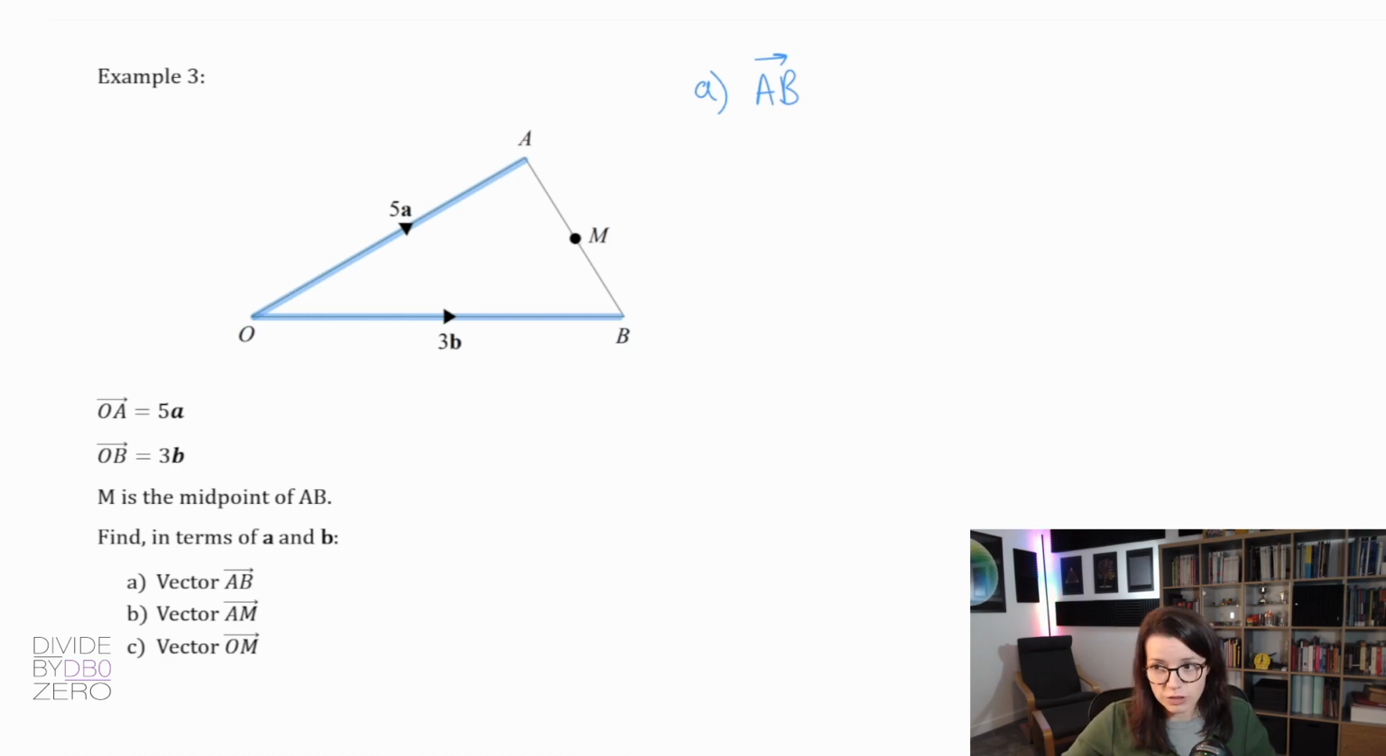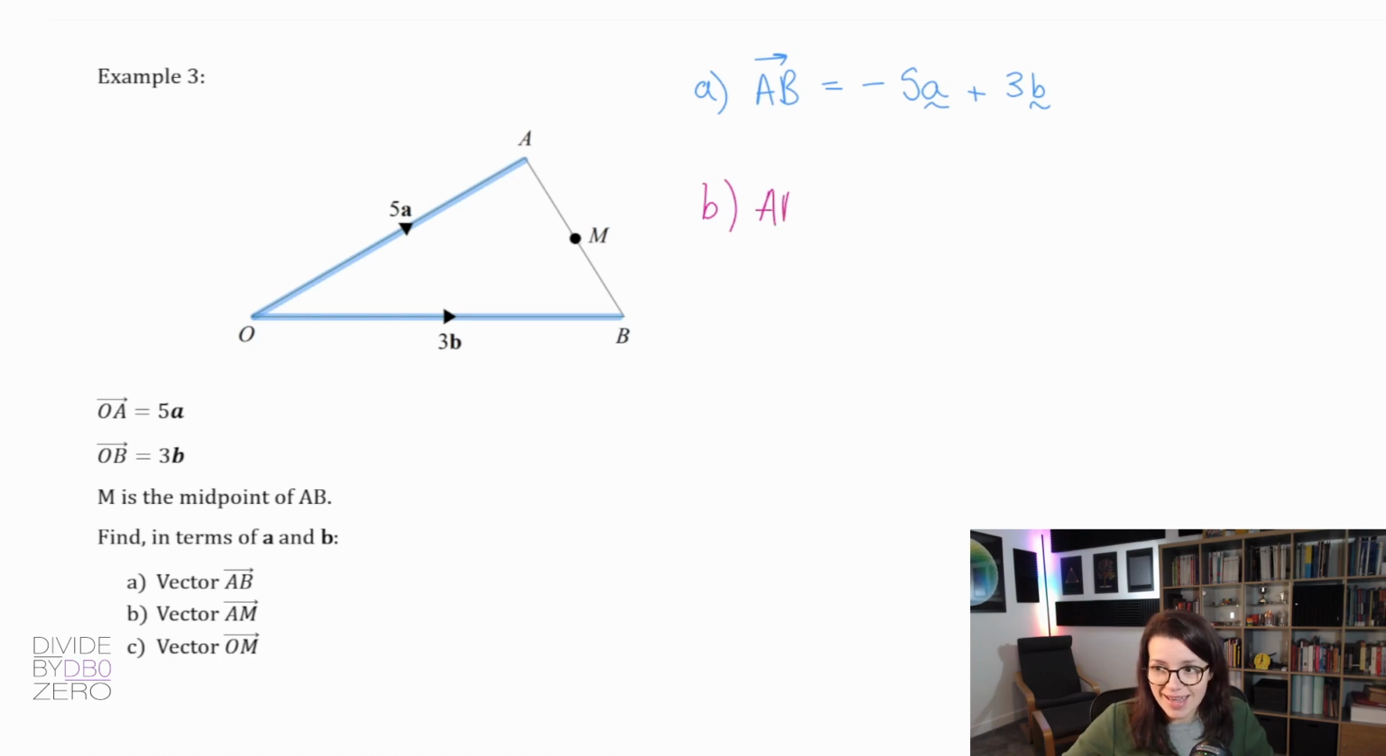When you do that, you can say that vector AB is actually equal to minus 5a plus 3b. The reason it's minus 5a is because we're going against the direction of the arrow. Remember, with negative vectors, it's the same vector, but you're just going in the opposite direction. And that's the answer for part A.